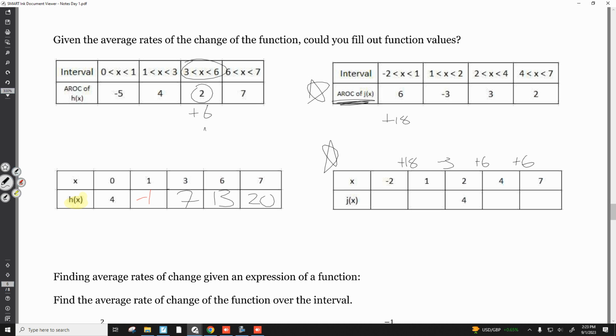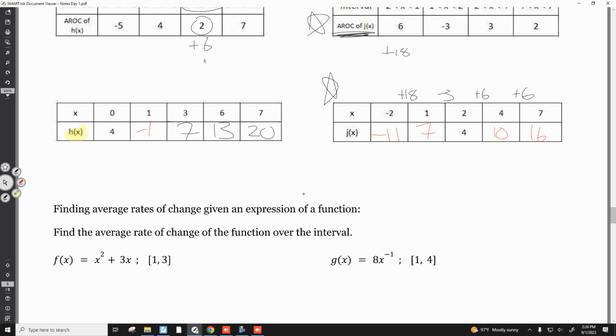Going to the right is easy because the addition makes sense. 4 plus 6 is 10. 10 plus 6 is 16. Instead of adding, if you're going the opposite way, subtract. 4 minus negative 3, or what number minus 3 is 4? 7. 7 minus 18, or what number plus 18 is 7? That's what we've got to figure out. If you know average rate of change, this makes sense. If you're just a slope calculating person who doesn't understand what's going on, yeah, I don't know how to do this. Next.